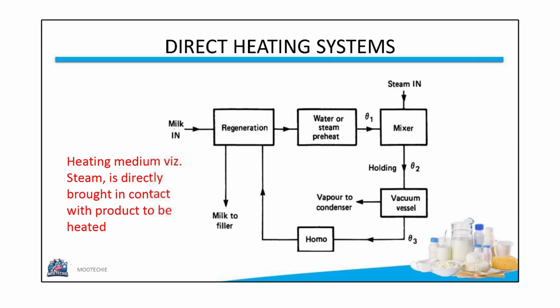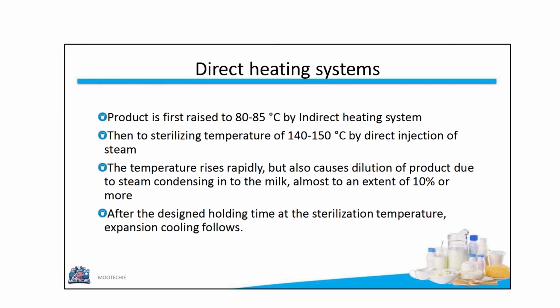In direct systems, the product is first heated to 80 to 85 degrees Celsius indirectly. Then, direct injection or infusion of steam raises it rapidly to the sterilizing temperature of 140 to 150 degrees Celsius. This causes dilution because the condensing steam adds water. After holding, expansion cooling in a vacuum vessel removes this added water.